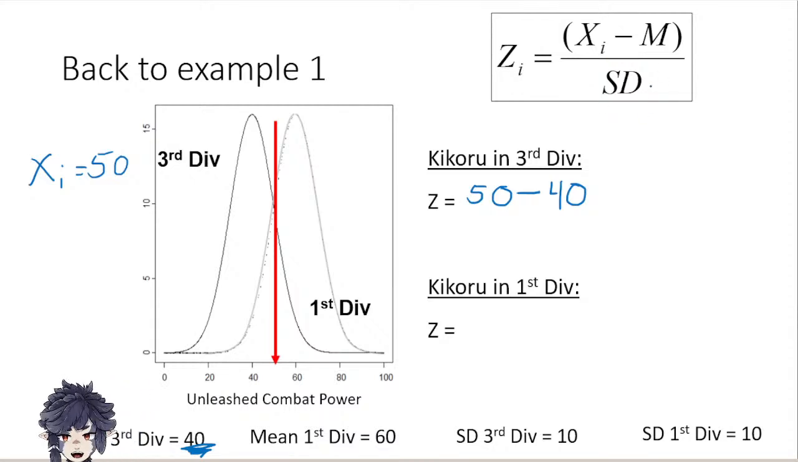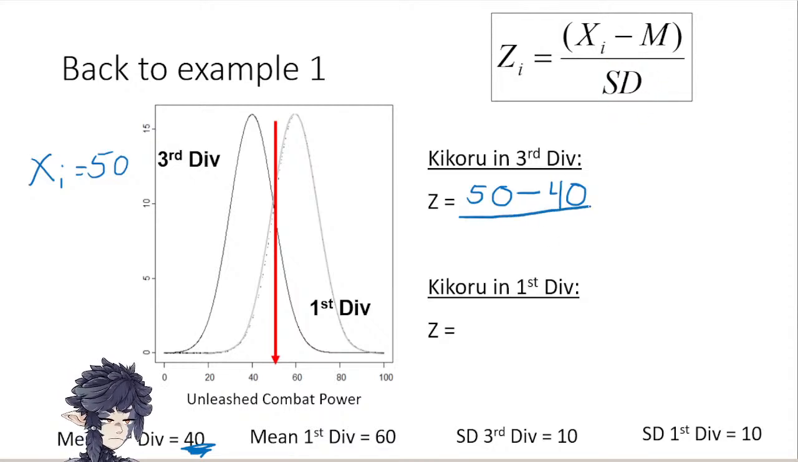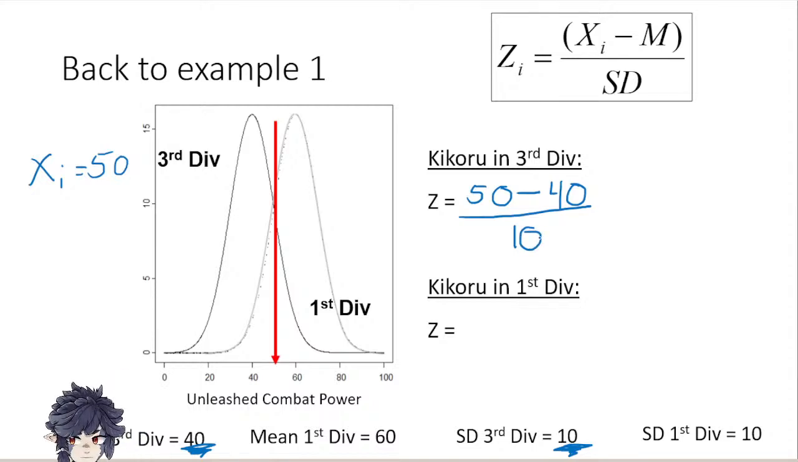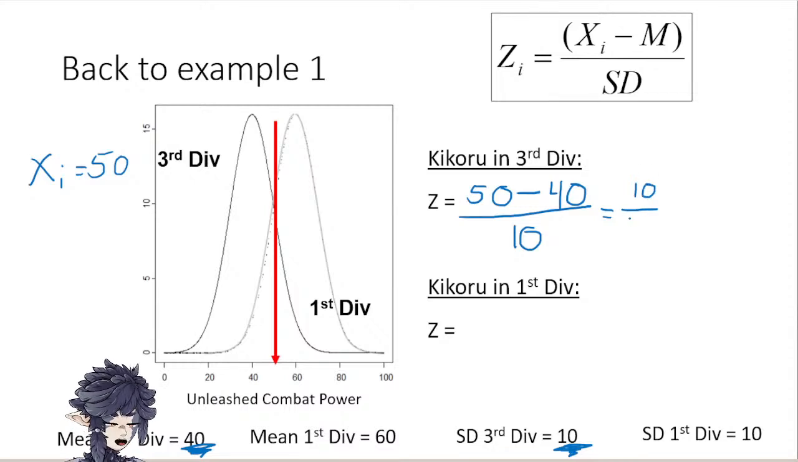Then, to figure out how far above or below the mean she is, we divide by the standard deviation. The standard deviation for the third division's combat power is 10. So we put that down here. Now let's solve this equation. 50 minus 40 is 10. And then we divide 10 by 10. We get a z-score of positive 1.